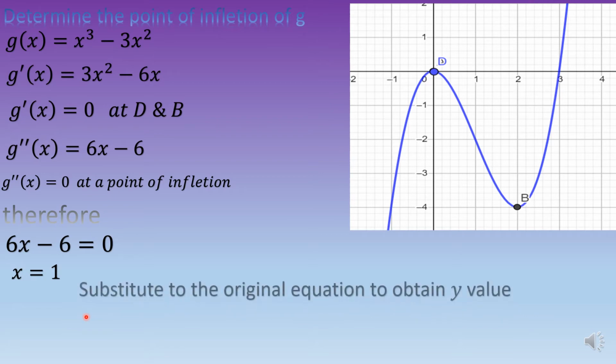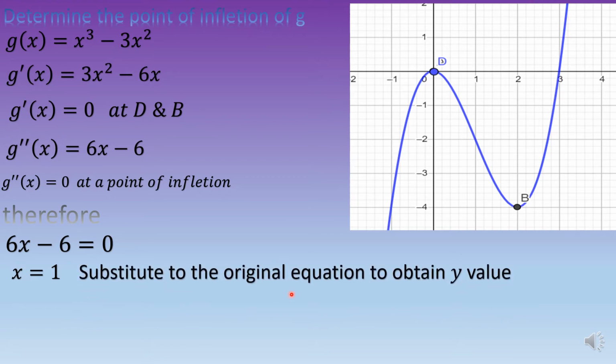So what do we do with this point after we found it? We substitute into the original equation to obtain the y value. Our g(x) is defined as x cubed minus 3x squared, so we substitute the value 1 in the place of x. Then we get the corresponding y value, which is -2. So we can show our point on the graph, which is (1, -2). This is the point of inflection. Remember, this is the first method of how to find the point of inflection. Done.